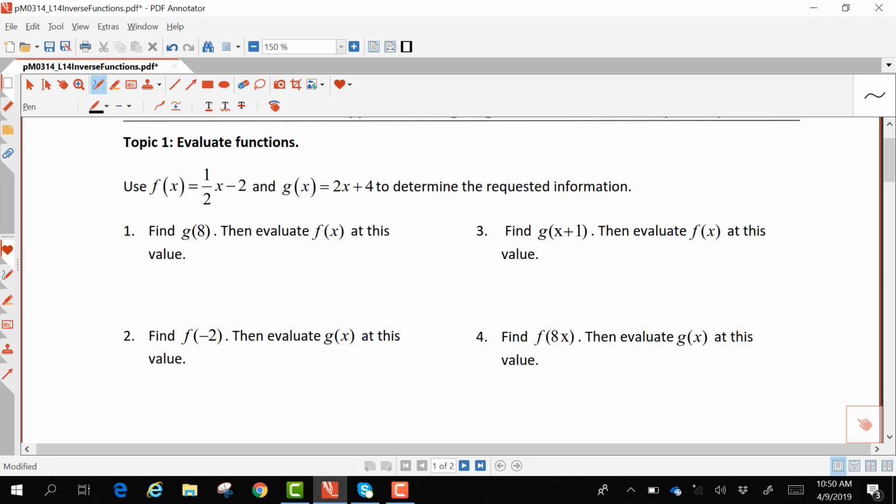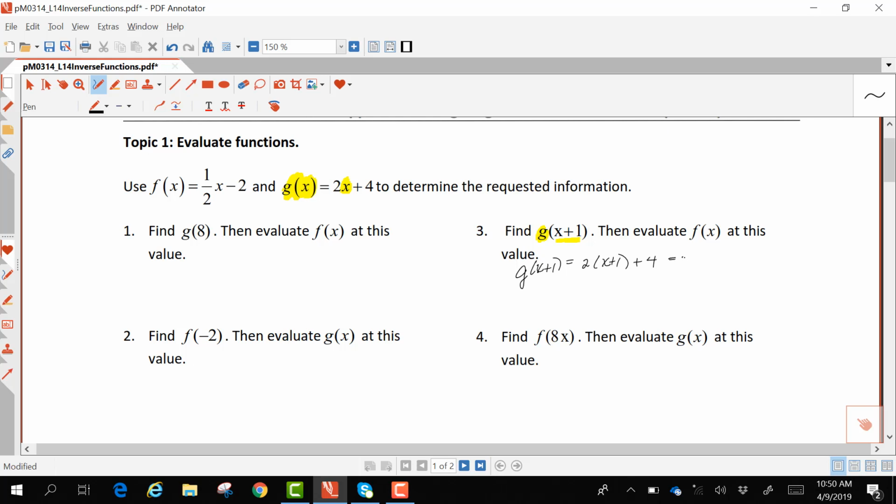Number 3 begins by saying, find g of x plus 1. First you recognize that you're looking at the g function, so we need to know the g function defined above. What this is asking me to do is to replace the x value in the function with the x plus 1. Therefore, g of x plus 1 will equal 2 times the new x plus 1 in place of the original x, plus 4.